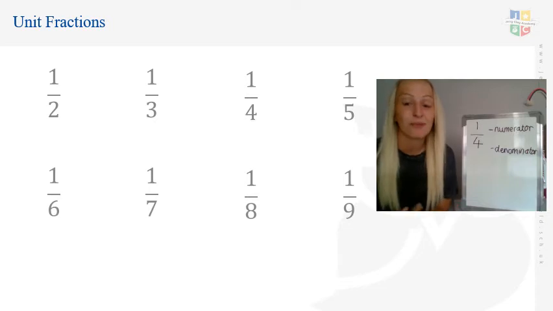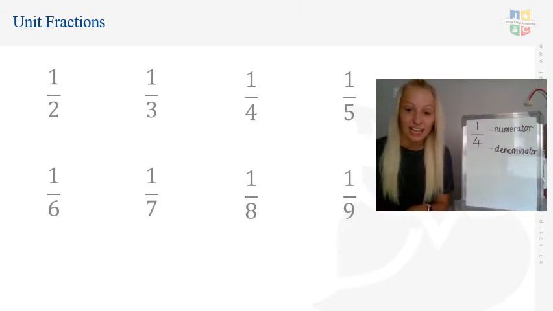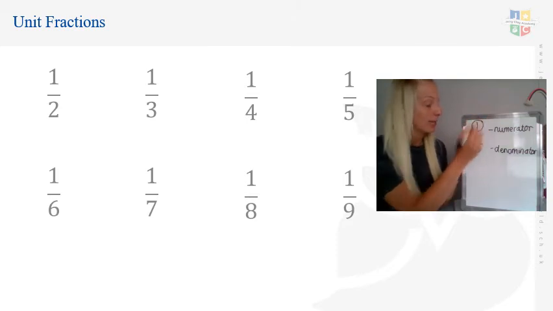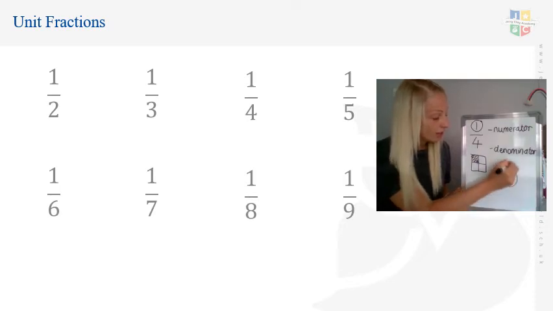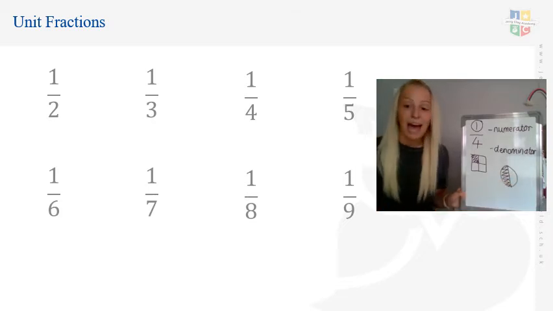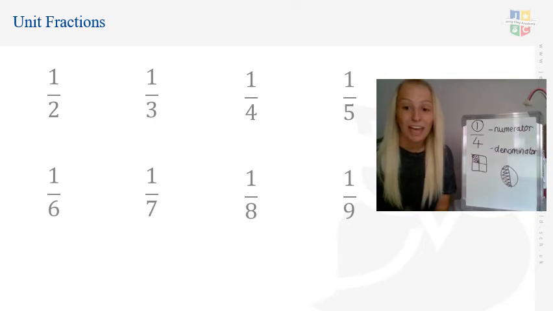Now all the fractions that we've been looking at today are called unit fractions. Can you say unit fractions? Brilliant. That's because the numerator in our fraction has always been 1. So whether it's been a square into 4 equal parts, we've only ever been looking at 1, or whether it's been a circle split into half, we've only ever been looking at 1 part. So when the numerator is 1, these are called unit fractions.